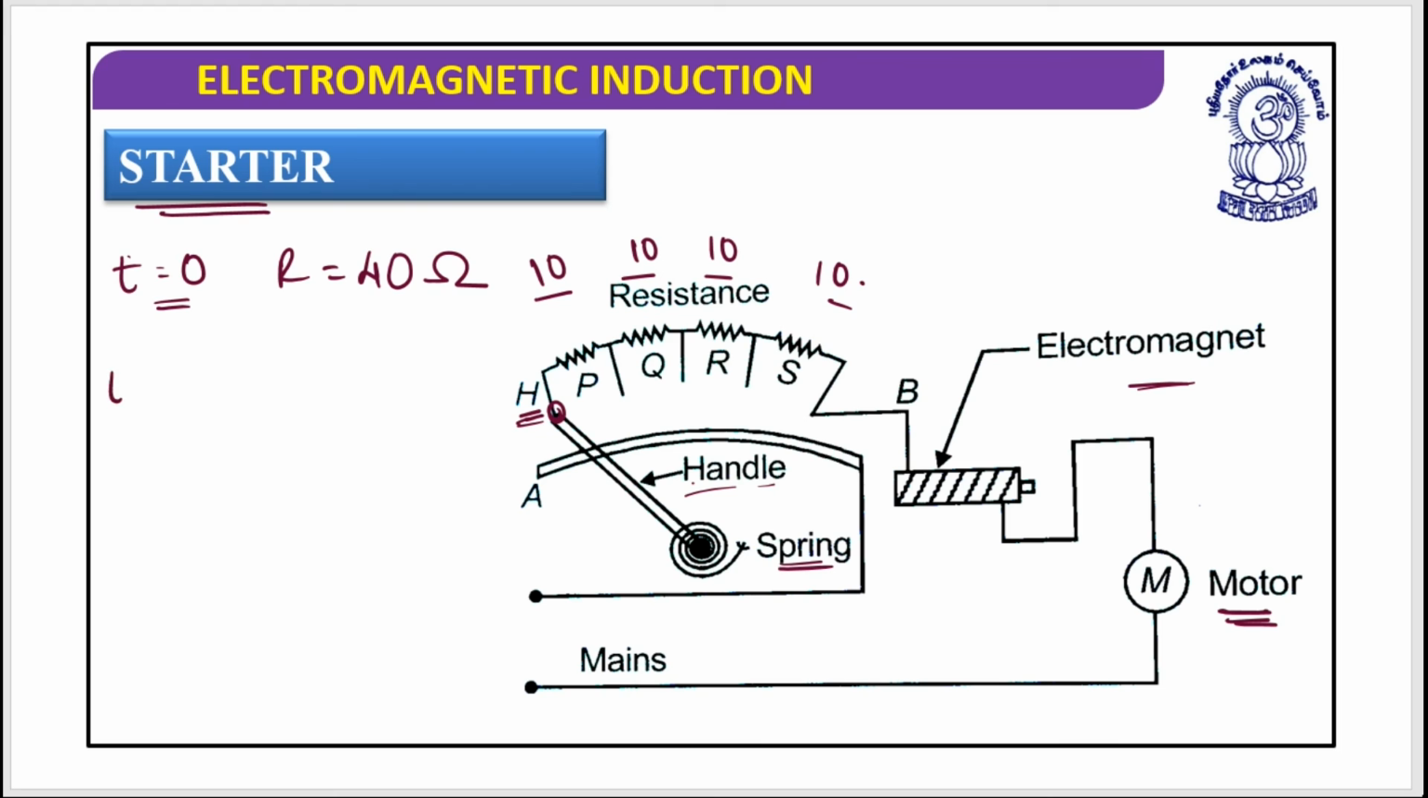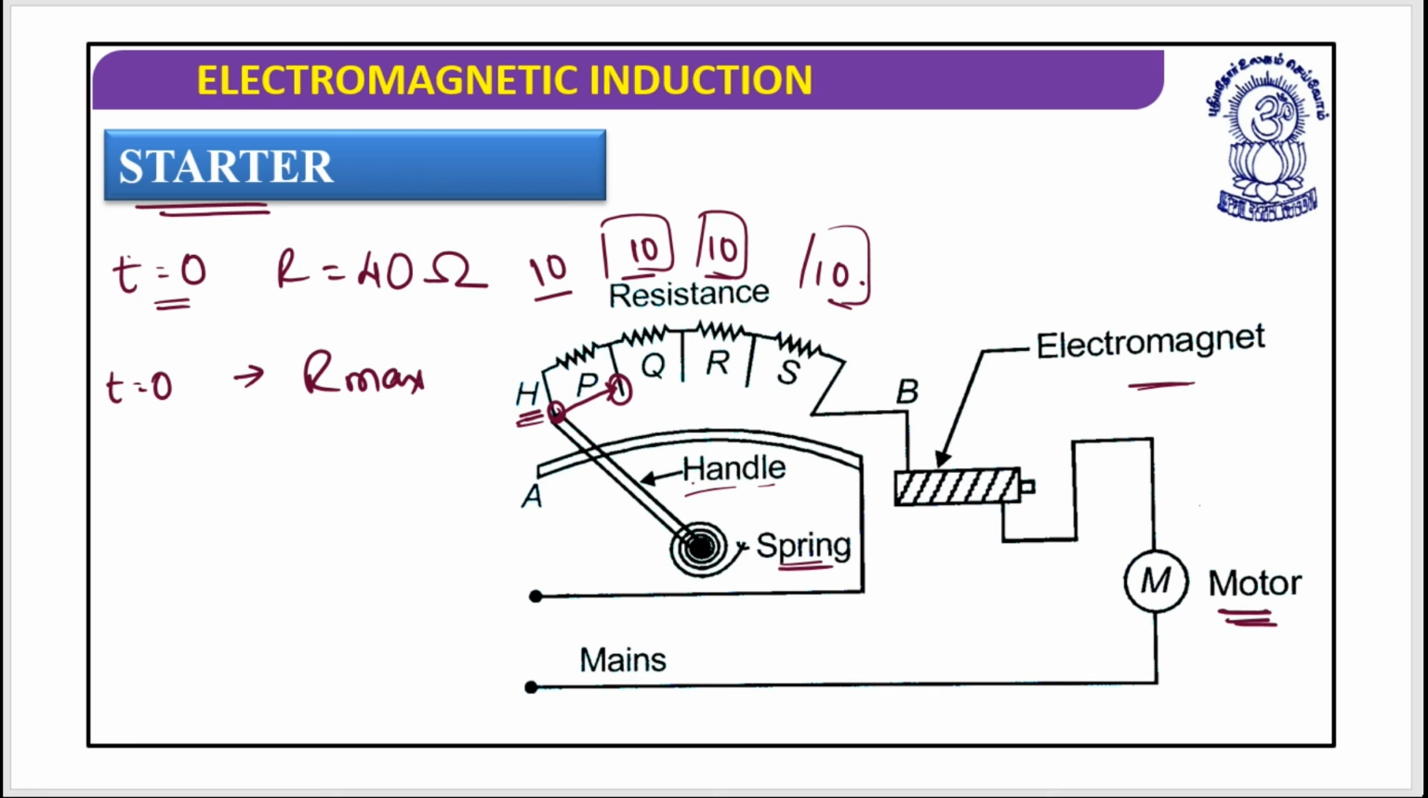You want that at t equals 0, my resistance requirement would be the maximum. Now, as the motor starts, omega increases, back EMF increases. What you are supposed to do is throw this arm over here. So now at this point of time, your resistance will be only 10 plus 10 plus 10.